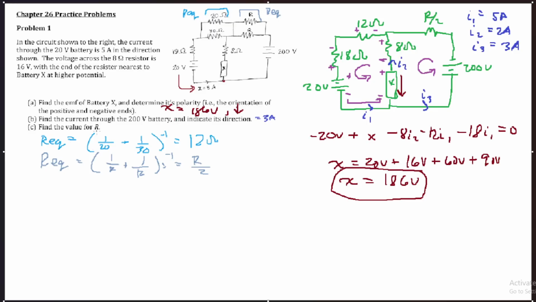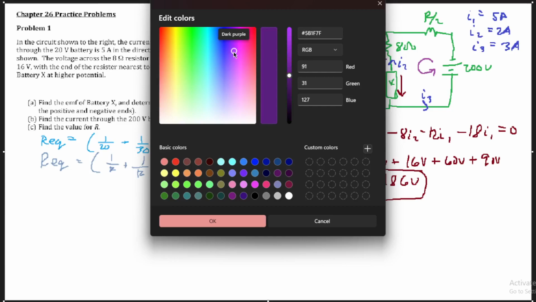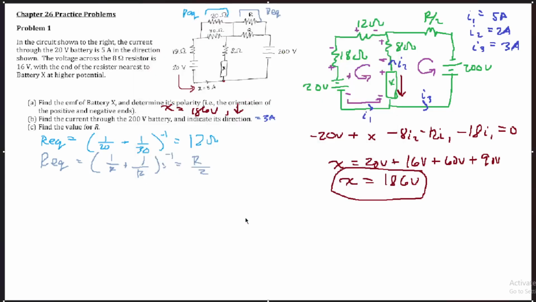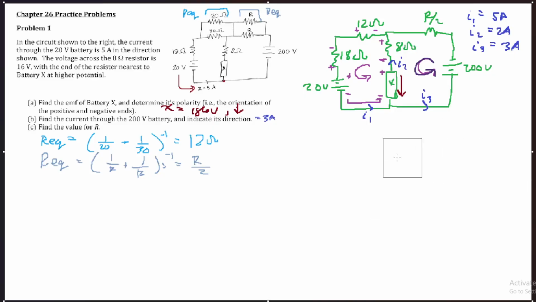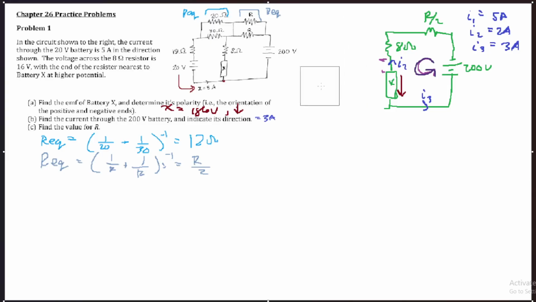Find the value of R. So find the value of the resistor. To find the value of the resistor, we need to write the right side now, in terms of Kirchhoff's loop rule. Cool. So we're going to just erase this, and then we're just going to erase this side, so we don't need it.